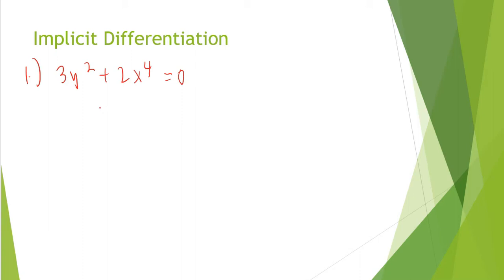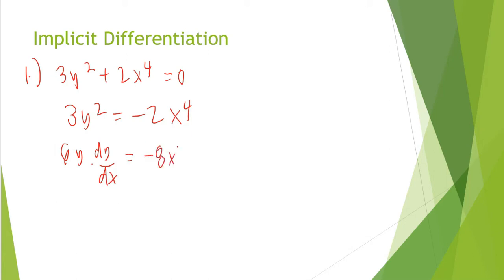Okay? To understand better, we now solve this function. So this equation can be written like this, no? We transferred 2x to the fourth to the other side, it becomes negative. And then we differentiate. 3y squared is 6y. And then for every y that is differentiated, we add dy over dx. And then to the other side, this is negative 8x cubed.